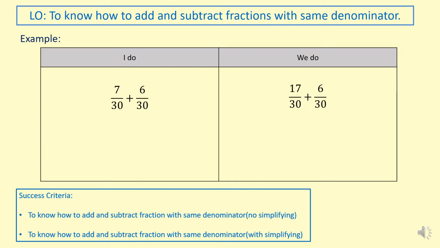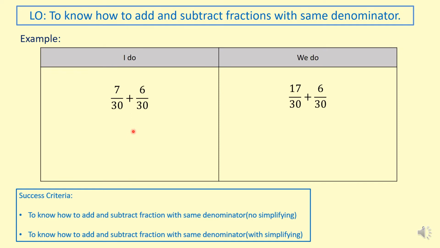Okay, let's start with a few examples. In the first one, I have 7 over 30 add 6 over 30. When you're dealing with addition and subtraction, you need to make sure you look at the denominator first. So your first step, you should just look at the denominator, and if the denominators are the same, and that's what we do in this lesson, you only write one of the denominators and then work at the top.